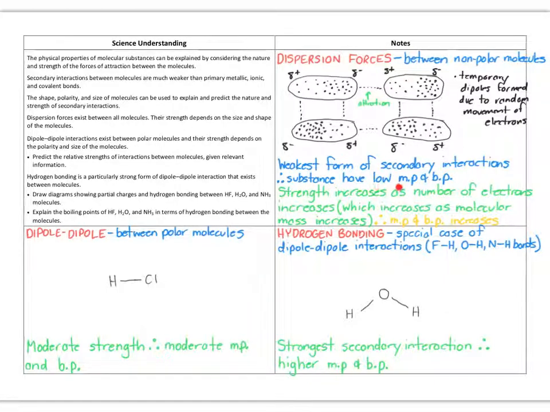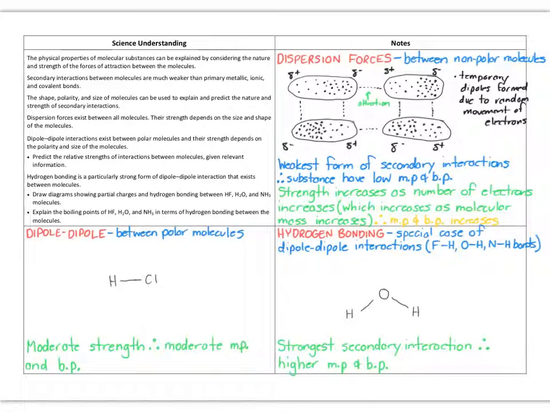Therefore, the substances have low boiling point and melting point. It doesn't take much energy to break up these bonds. However, the strength of these dispersion forces increases as the number of electrons increases, which increases as molecular mass increases. So, if you increase the molecular mass, you increase the number of electrons, therefore the melting point and boiling point will increase.